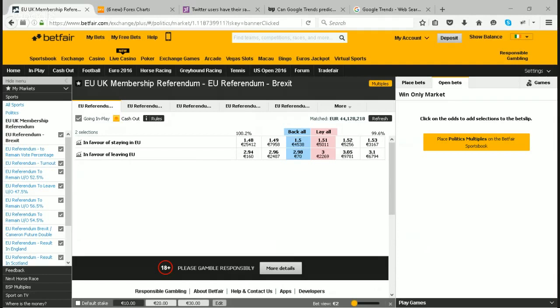Firstly, there's now 44 million that has been bet on this market. So, I then tend to take what it says more seriously, that it's not a market with like 20 euro or something.